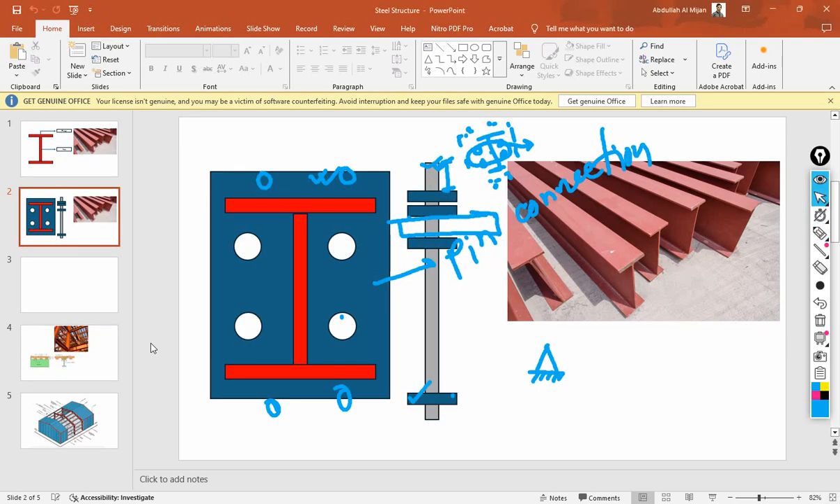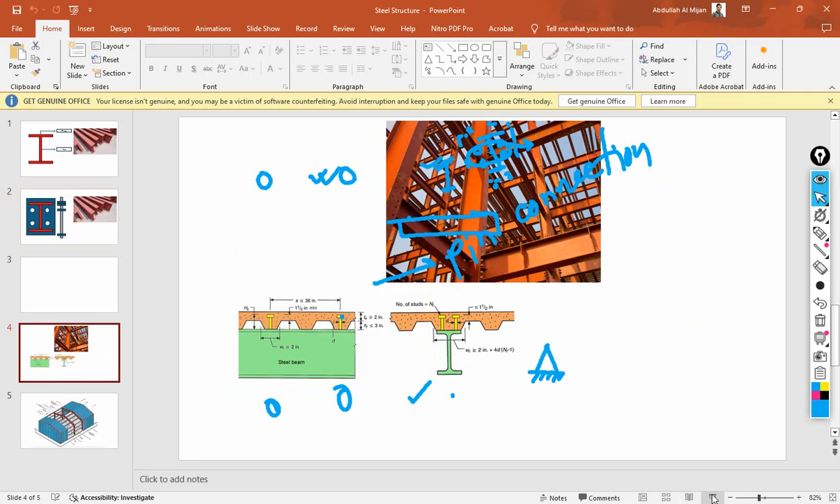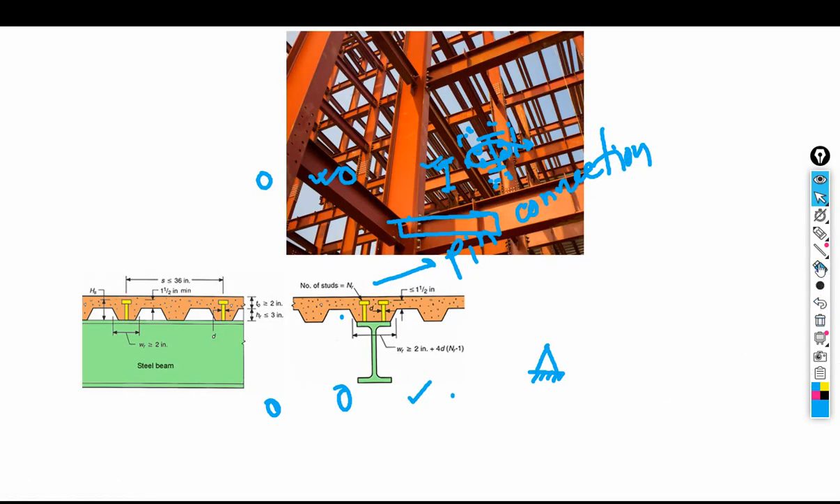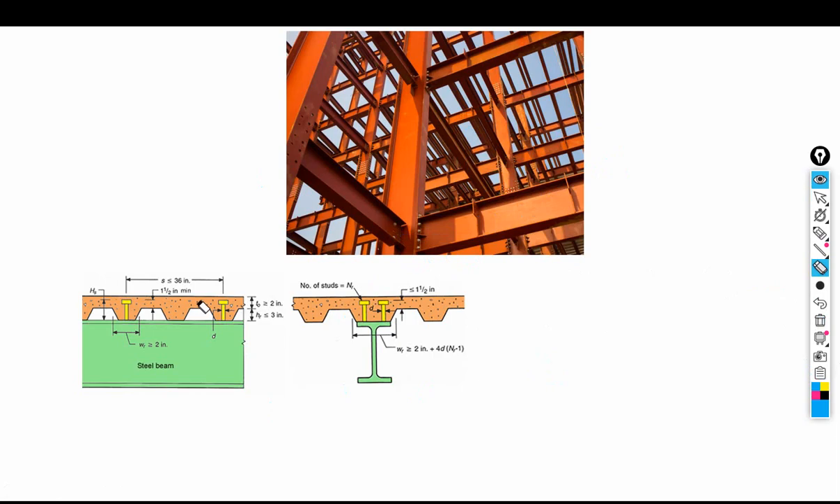If we go to our next slide, this is basically a multi-story building deck slab. Here is the deck slab. It looks like that. Let us take a pen. Here is a deck slab. This type of zigzag shape we always provide for a deck slab, and this is basically a shear stud. Why do we use a shear stud?